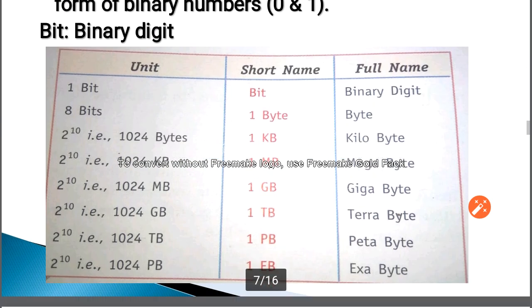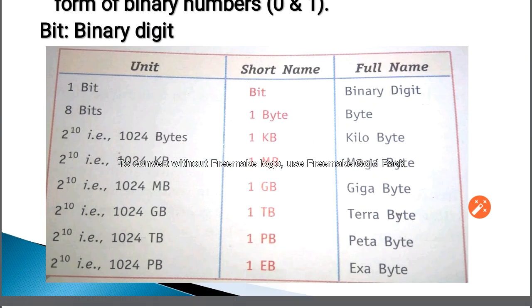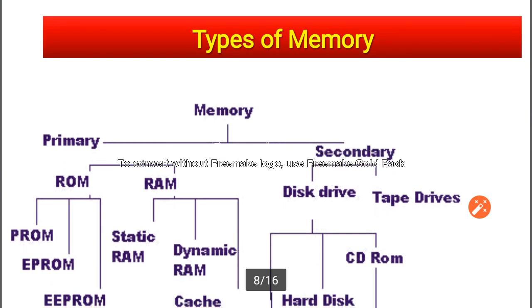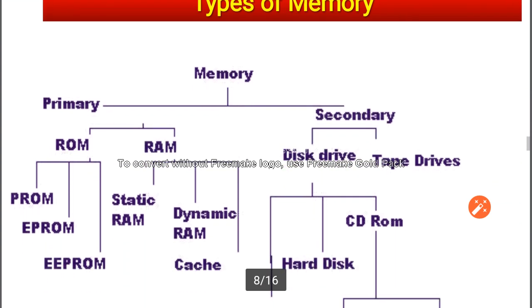In this screen you can see a table wherein 1 bit means the binary digit. Then 8 bits means 1 byte. And 2 to the power 10, that is 1024 bytes, means 1 KB. In the same order, we have KB, MB, GB, TB and PB. So after terabyte and petabyte, the highest one is exabyte. Now in the next slide we are going to understand the different types of memory.